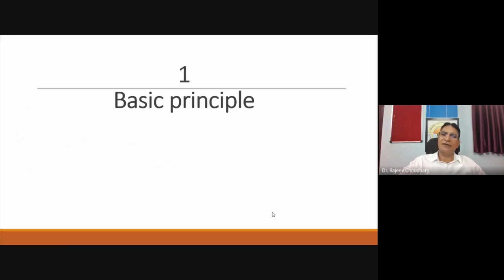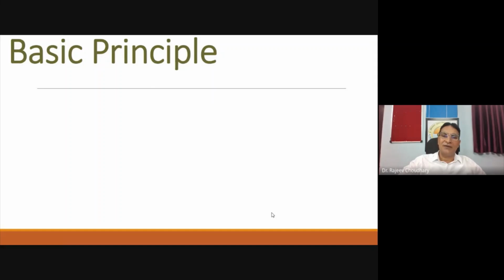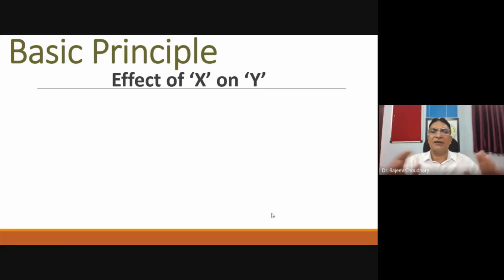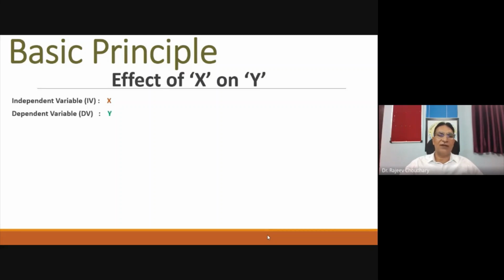Let's discuss with a hypothetical example, on which principle these designs work. The hypothetical title is in front of you: effect of X on Y. Here, the investigator's interest is to find out the change in Y due to X. We know that in this title, X is the independent variable, known as treatment. Yesterday we discussed that. And Y is the dependent variable. Here, in this example, the investigator's interest is to find out the change in Y only due to X.